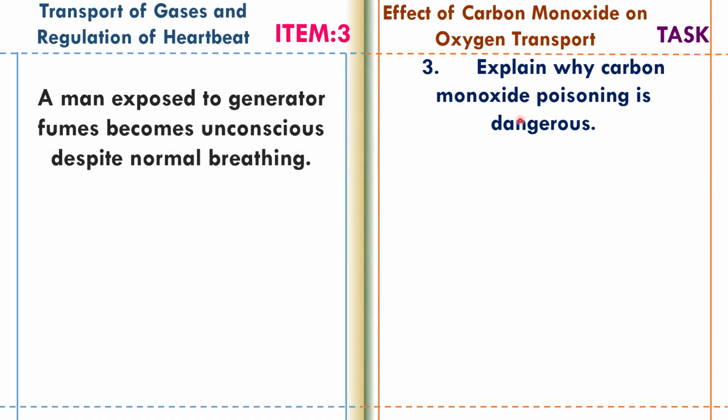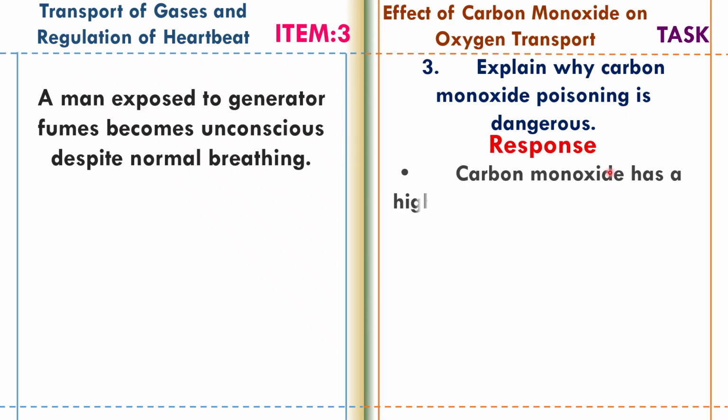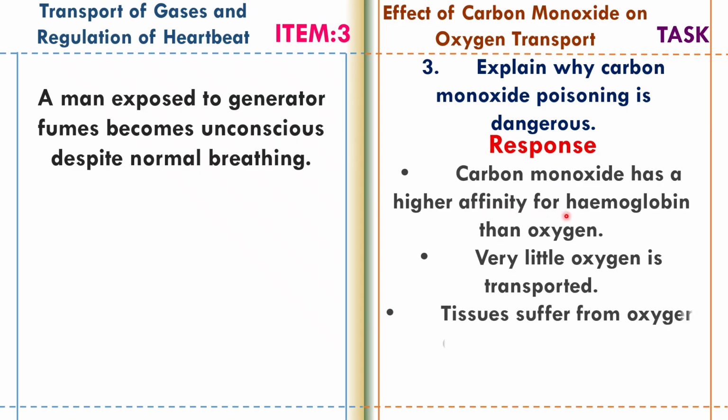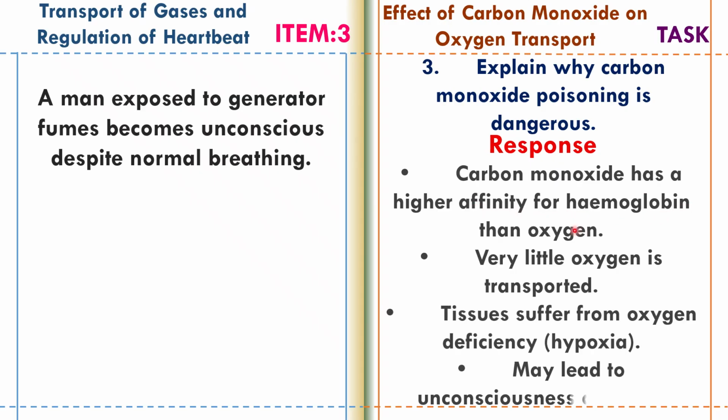Explain why carbon monoxide poisoning is dangerous. Carbon monoxide has a higher affinity for hemoglobin than oxygen. Very little oxygen is transported. Tissues suffer from oxygen deficiency, hypoxia, which may lead to unconsciousness or death.